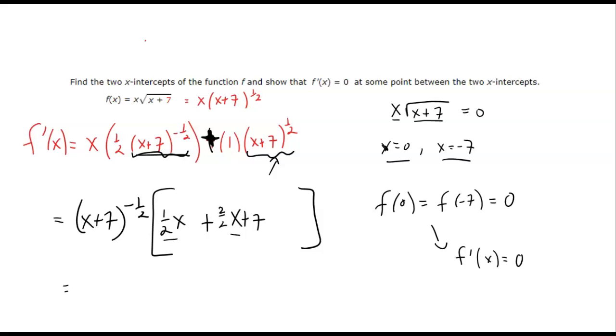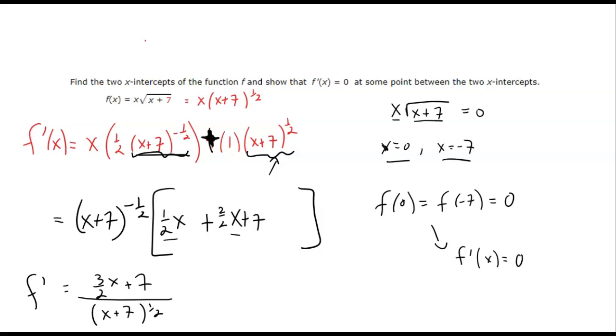1/2 x plus 2/2 x is 3/2 x plus 7. And then this is going to be my numerator, and my denominator goes down, (x plus 7) to the positive 1/2. Okay, that's my derivative.